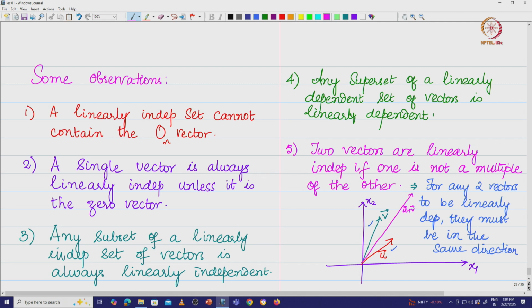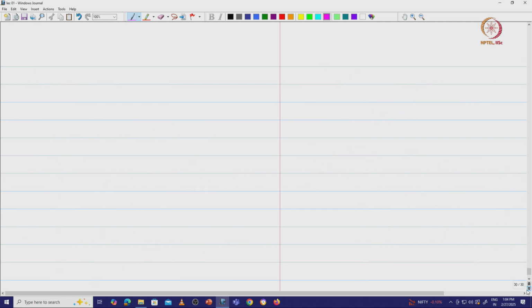Now, why is there so much emphasis on the idea of a linearly independent set? The linearly independent set is more important because we are going to define something interesting here. Okay, let us do that. The first thing that we want to look at is a very interesting term: the span of a set of vectors.